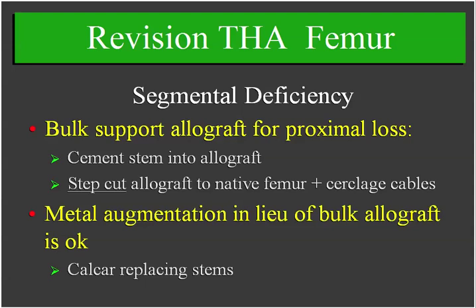Now, if the entire proximal femur is gone, you can use a bulk support allograft, and what you'll use is a cemented stem into the allograft. You step cut the allograft to the native femur, so you don't put a tube on top of the tube. You want a step cut so you increase the rotational stability. So you cement into the dead bone, you put the step cut, and then you cable those two together, either with or without a strut. And then you can either cement into this construct distally or use extensive porous coating. If you're using a porous coated prosthesis, you still use cement in the proximal portion and use the porous coating distally. Okay? And if the bone is gone and you want to use metal, you can use a big calcar replacing stem, and that's an acceptable choice as well.